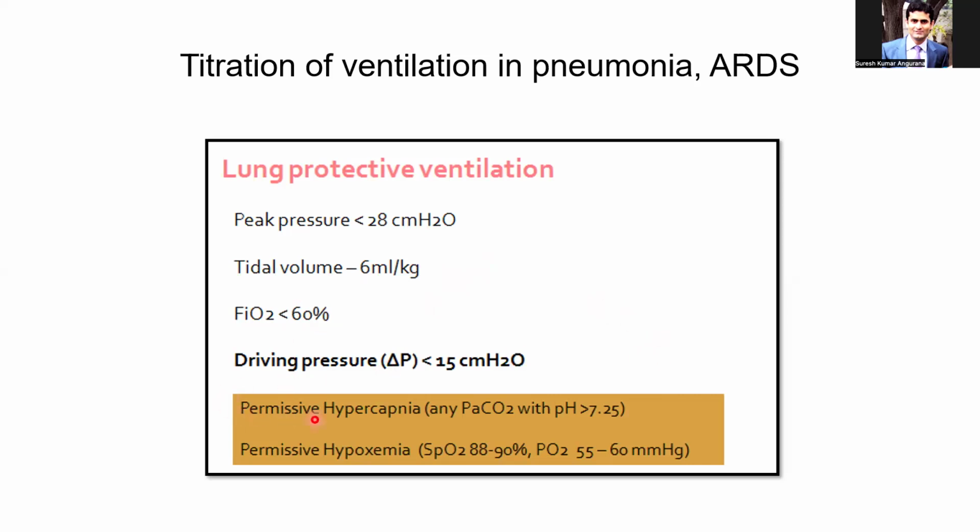And we can allow permissive hypercapnia. We can tolerate a little bit higher CO2 if pH is more than 7.25, and we can also tolerate permissive hypoxemia to maintain saturation of 88 to 90%, so that we are not overshooting our limit of less than 20 to 30 centimeter of water of peak pressure.